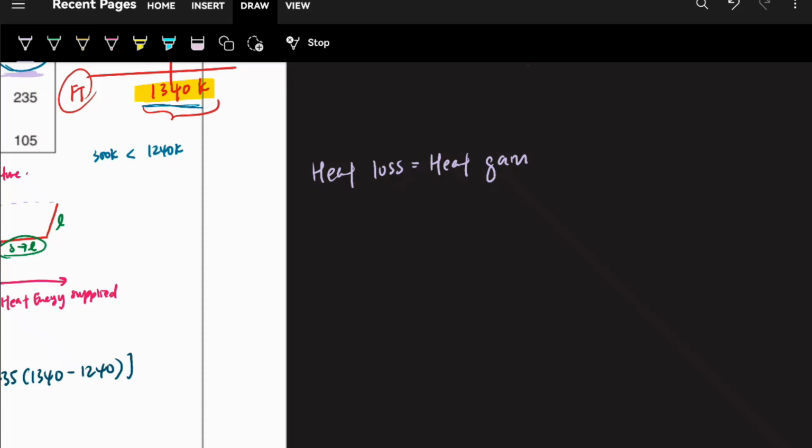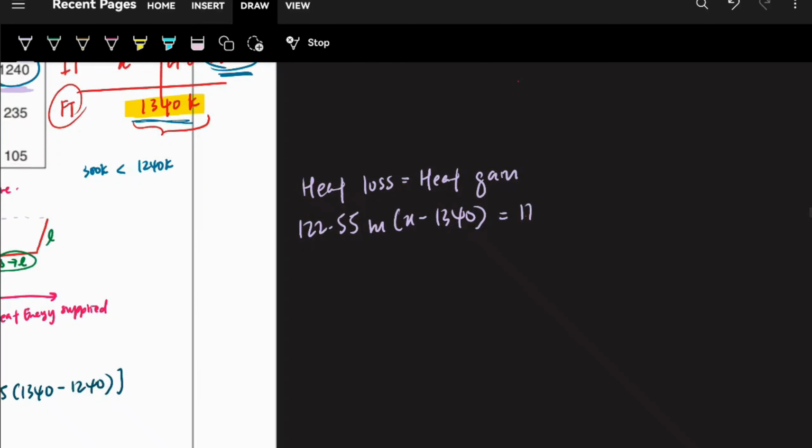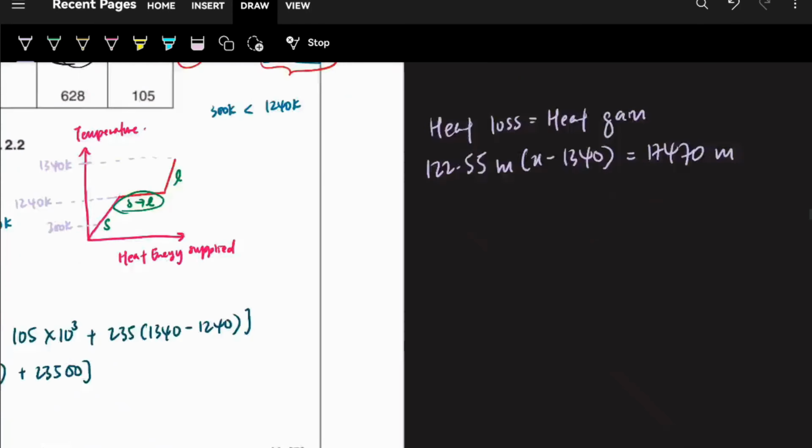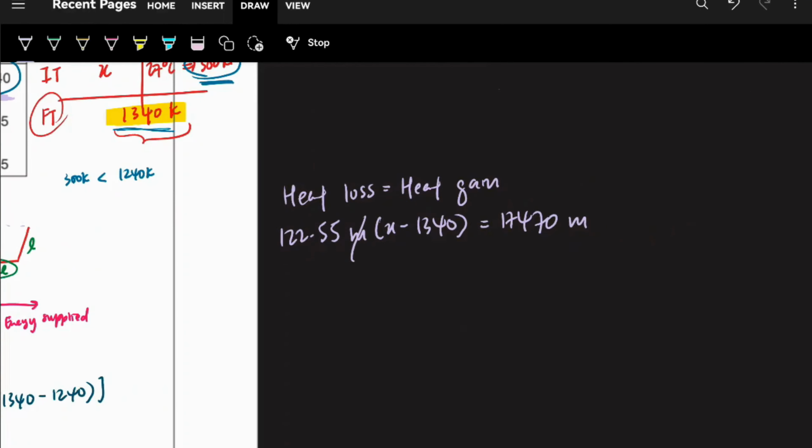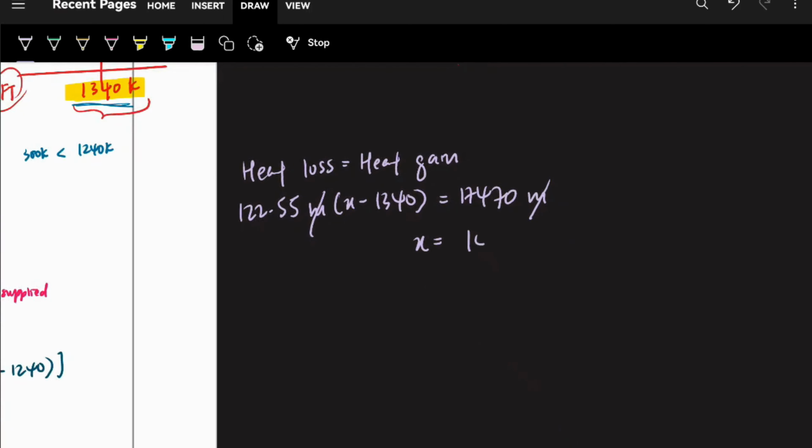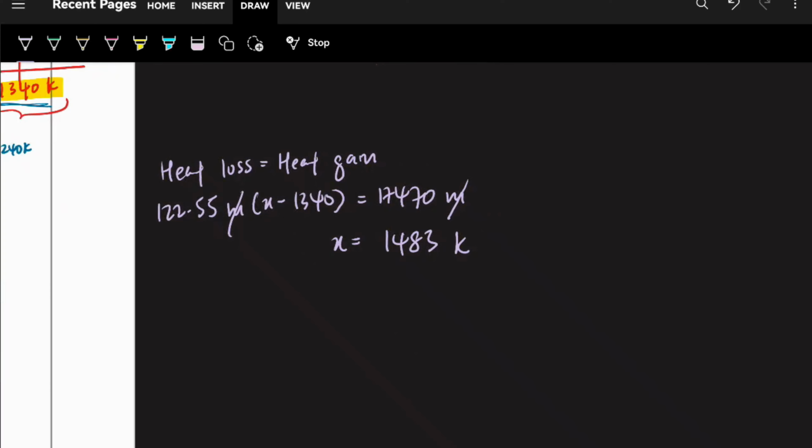So heat loss was 122.55 m x minus 1340. Your heat gain was 17470 m, right? Yep. Your m you can cut, then you do your math. You'll get your x as 1483 Kelvin. If you want to put to two significant figure, it's 1500 Kelvin. If you want to put to three significant figure, it's 1480 Kelvin. And this is your answer.